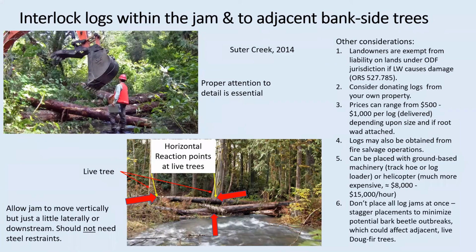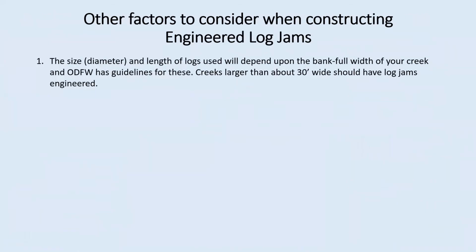And don't place all log jams at once unless they're separated fairly widely. You want to try to stagger placements if at all practicable to minimize potential bark beetle outbreaks, which could affect your adjacent live Douglas fir trees, which you wouldn't want to have happen.